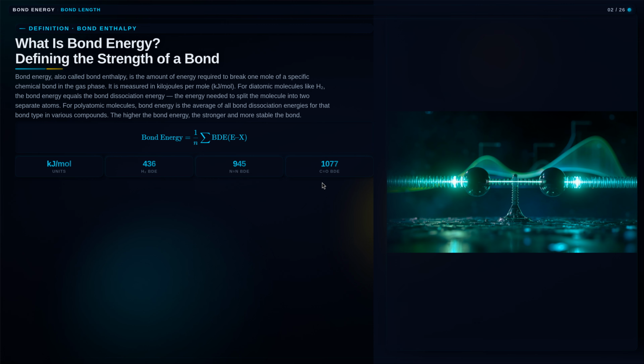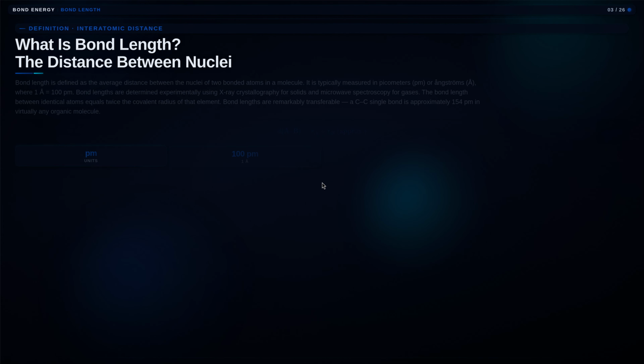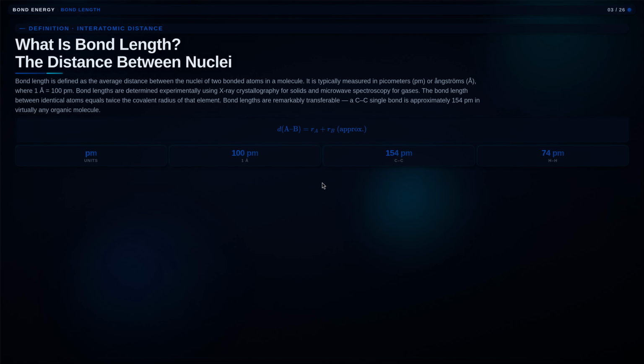For polyatomic molecules, bond energy is the average of all bond dissociation energies for that bond type in various compounds. The higher the bond energy, the stronger and more stable the bond. Bond length is defined as the average distance between the nuclei of two bonded atoms in a molecule. It is typically measured in picometers or angstroms, where 1 angstrom equals 100 picometers.